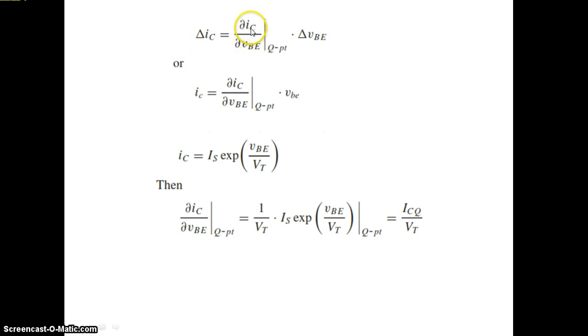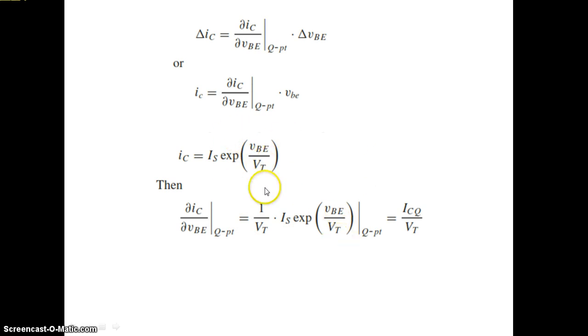So del IC equal to dou IC by dou VBE times del VBE. Removing the del on both sides, IC equal to dou IC by dou VBE into VBE. But we know IC equals IS exponential VBE by VT, where VBE is the base emitter voltage and VT is the thermal voltage given by 26 millivolt. So dou IC by dou VBE equal to 1 by VT IS exponential VBE by VT.